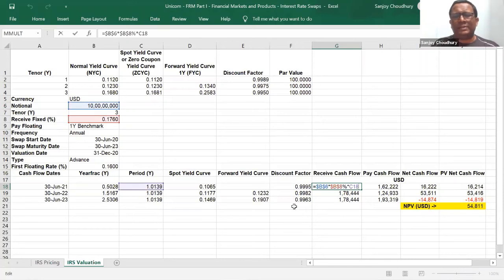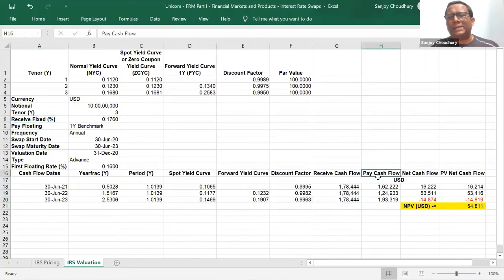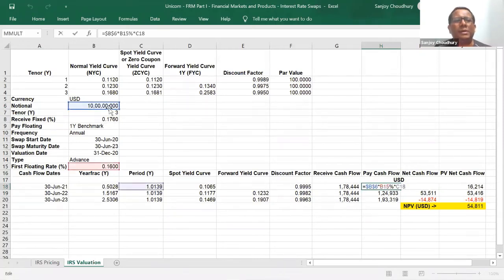In this case, every cash flow is the principal, which is 100 million, multiplied by 0.1760% multiplied by the period, which is 1.0139. So you have 178,444 USD for every year. This is a received cash flow because you are receiving fixed. On the pay side, cash flows USD, pay floating. The first year cash flow is computed based on the principal of 100 million, multiplied by the first floating rate, which is 0.1600%, multiplied by the period, which is 1.0139.